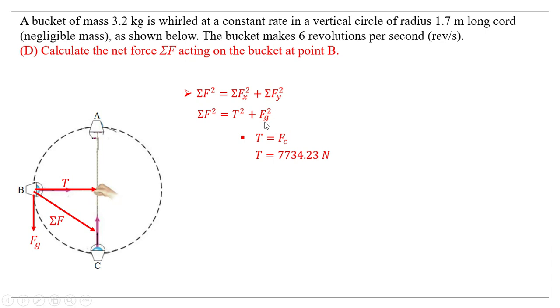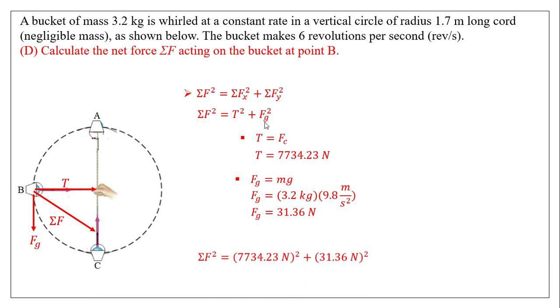Well, F of g is super light work, right? F of g is just mass times gravity, mass being 3.2, g being 9.8. So here, F of g is 31.36. I understand it's negative, just so you know. Like, this is pointing down, right? So we say it's negative. However, if you look up Pythagorean theorem, you're going to square it anyway, so it doesn't really matter, okay?